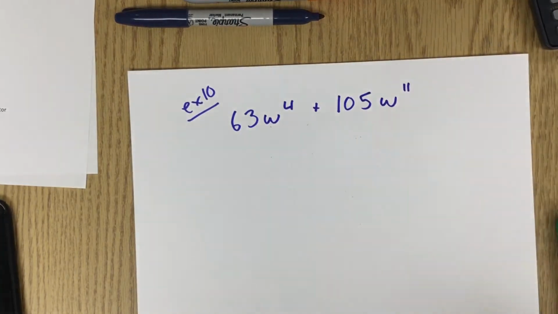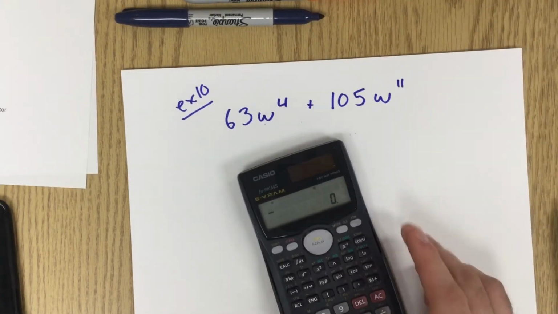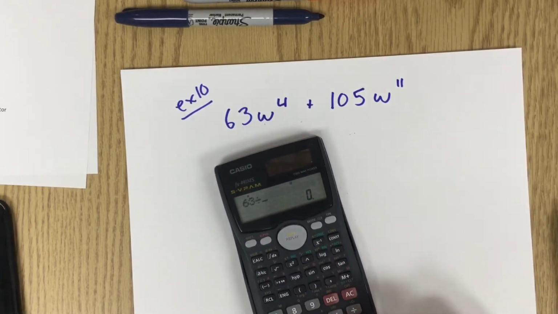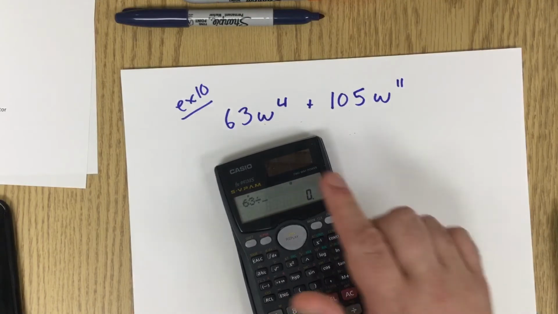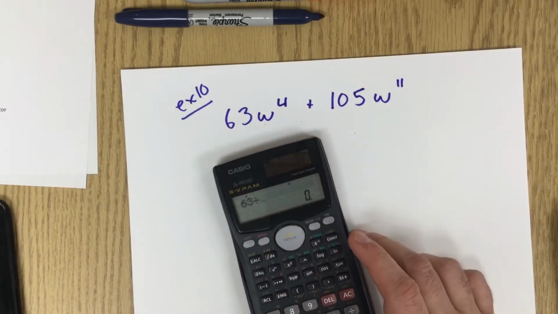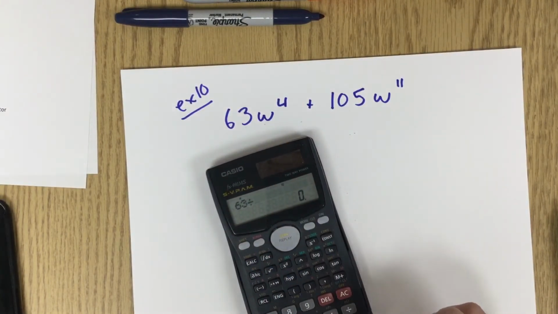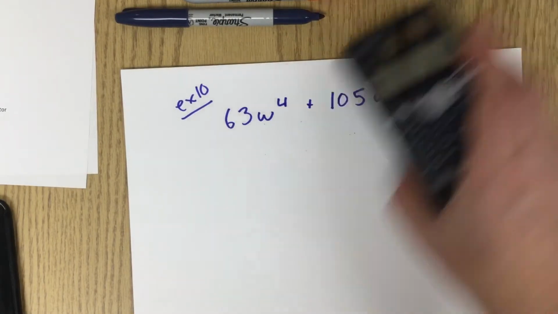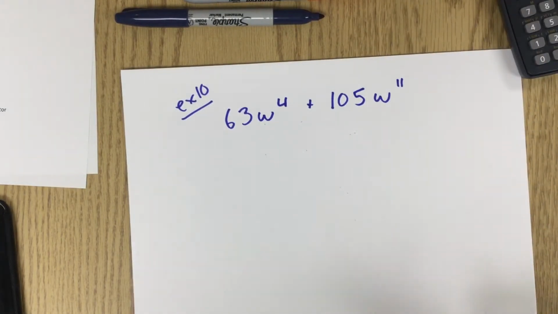63w to the 4 plus 105w to the 11. We got some big numbers here. Not quite sure what it is. Okay, I think it's, would it be 5? No, definitely not 5. That does not go into it. We could try 3. So 63 divided by 3 is 21. And 105 divided by 3 is 35. So 3 works.